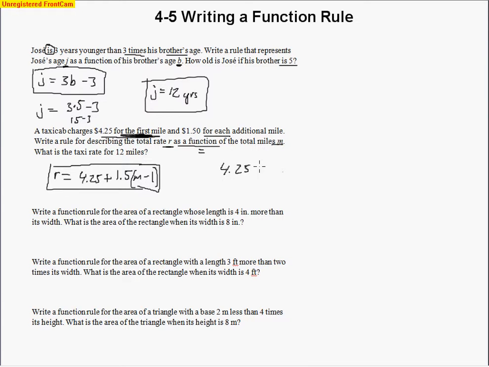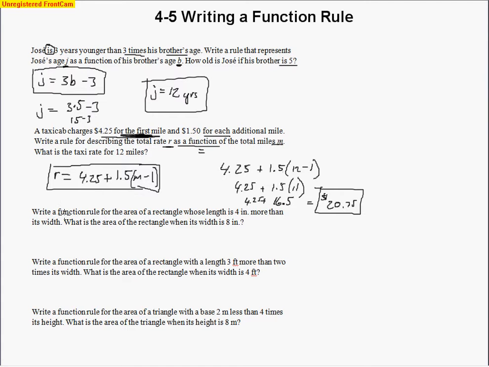So for 12 miles, we're going to have 1.5 times 12 minus 1. So that's 1.5 times 11, and then we'll add on that $4.25. That gives me $16.50, and then plus the $4.25, so it looks like the total rate is going to be $20.75. So let's take a look at the next one.